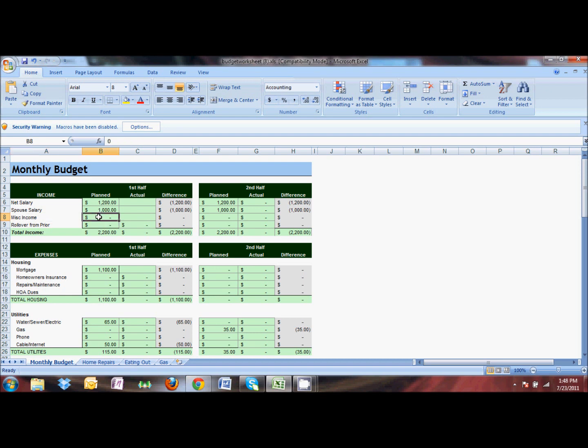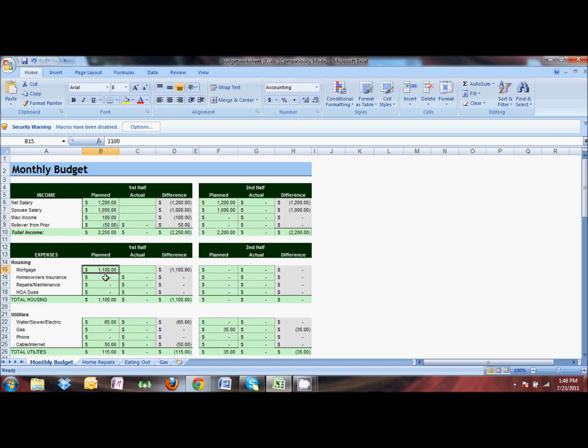We're going to put hypothetical figures in there, again for payday 1 and payday 2. All right, we're going to say we get $100 a month just once a month in miscellaneous income, and then we're going to say that we had a deficit last month of $50. So I'm going to put minus $50 in the rollover from prior column. Okay, that's going to show your income for the whole month right here.